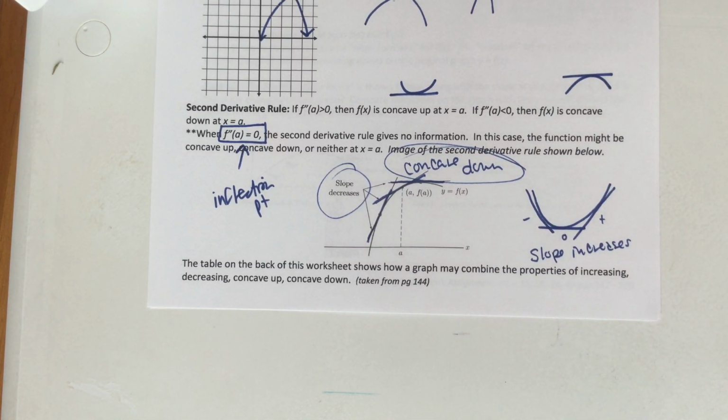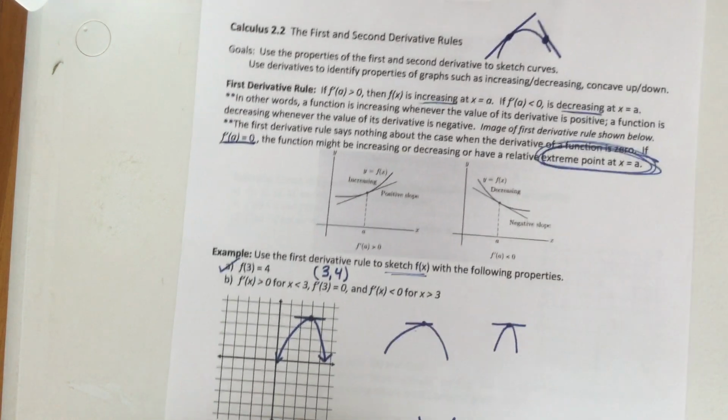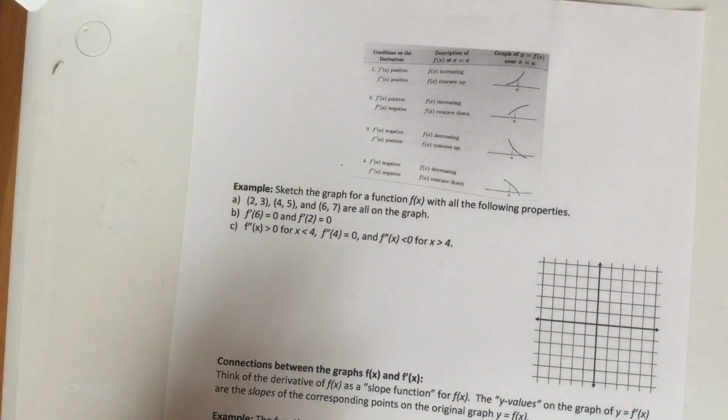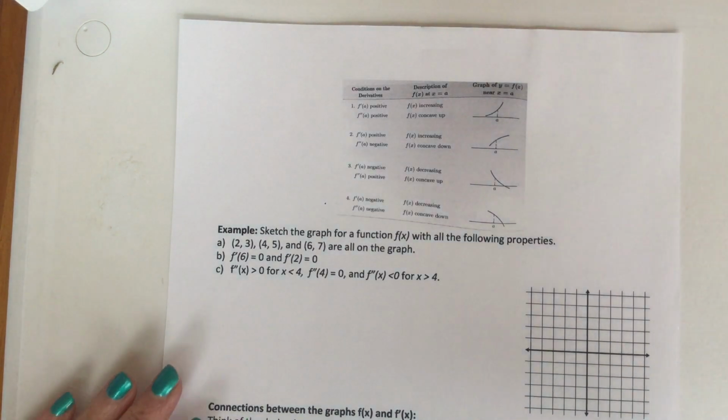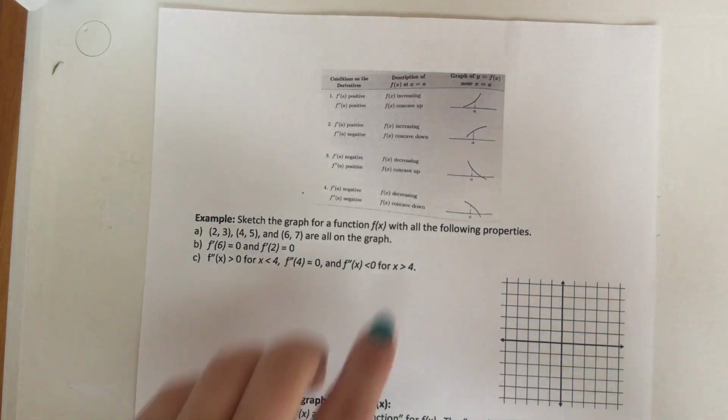Now there's a table in your book on page 144. I think it's super, super helpful, so I did include it in the notes. It's on the back side of your notes. It's just showing you how things can be increasing and concave up, or they can be increasing and concave down. You could have something that's decreasing and it could still either be concave up or concave down. Those of you who are visual learners, you can see exactly what that point would look like.